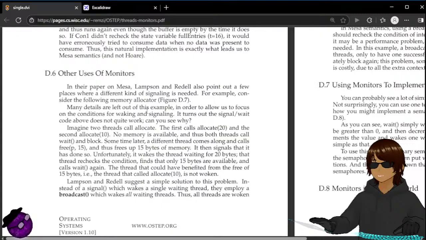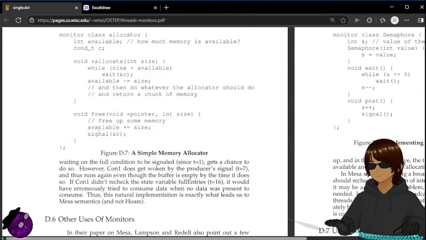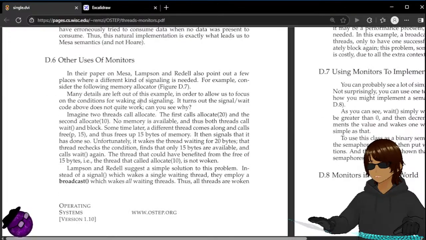Many details are left out of this example in order to allow us to focus on the conditions for waking and signaling. Imagine two threads called allocate. The first calls allocate 20, the second calls allocate 10. No memory is available and thus the threads call wait and block. Both threads call wait.